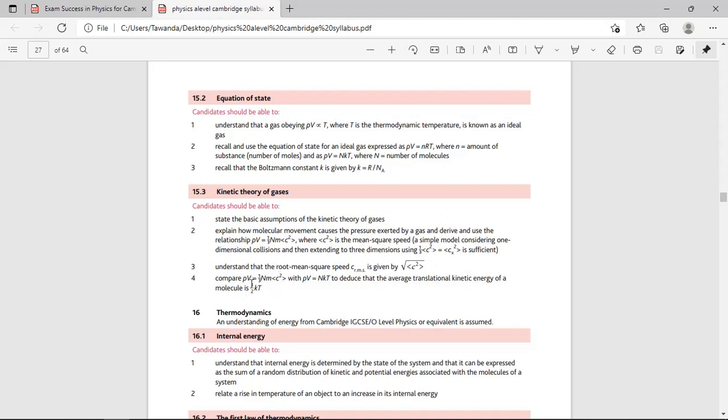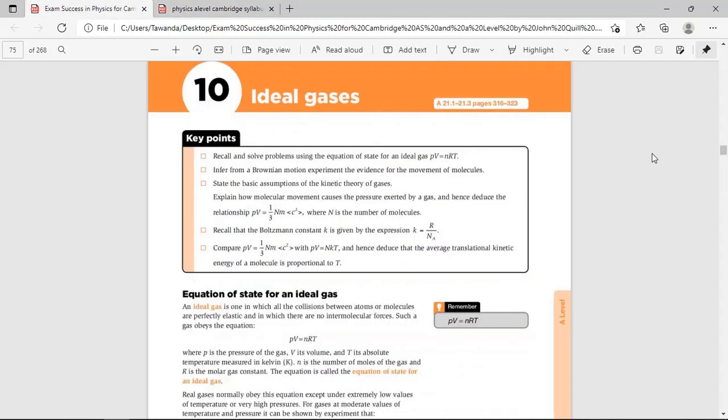And also we need to relate using these equations. We need to relate the two equations, because here we are saying PV, it's PV. So if you equate NkT to this one, we'll be talking about the kinetic energy. Right? So we need to equate. So now let's move on to this one.